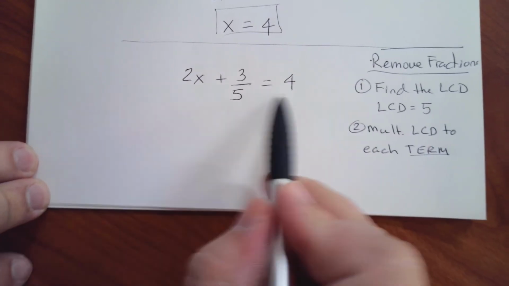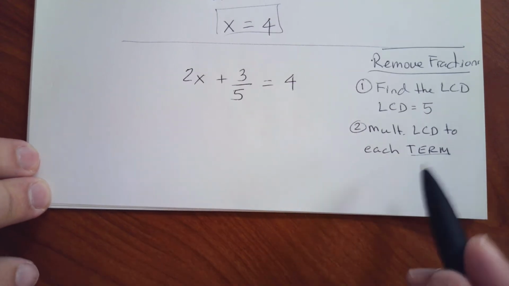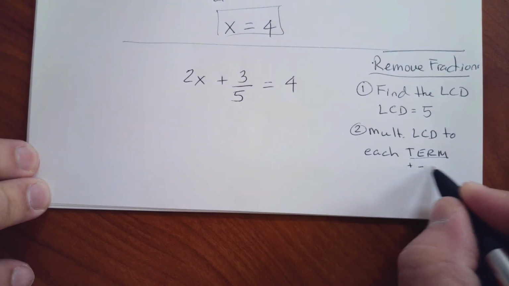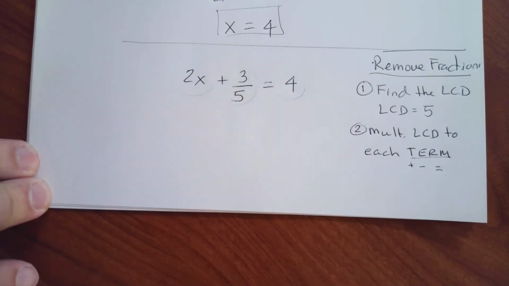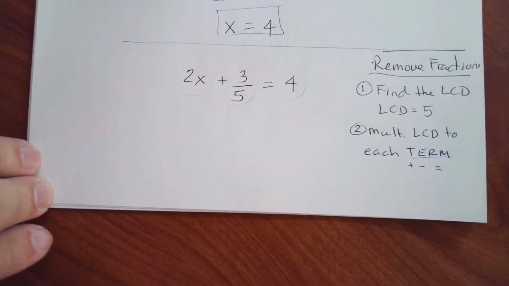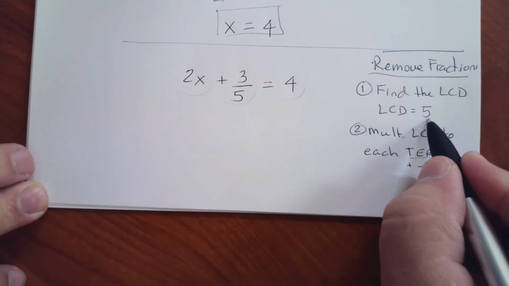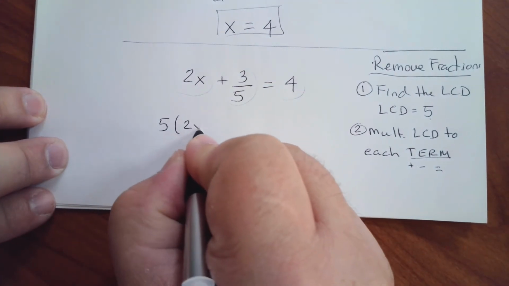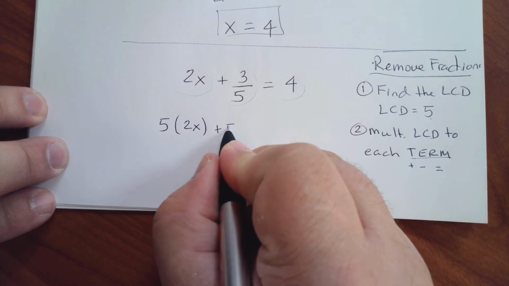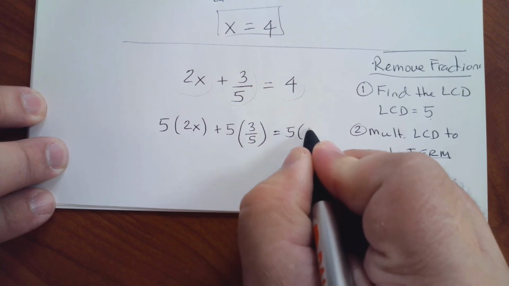A term, okay, look at, in this case, how many terms do we have? Well, a term is anything separated by a plus, minus, or equal. We have 1 term, 2 terms, 3 terms. Each of those are terms. So, we have to multiply the LCD to each term. Remember, the LCD was 5. So 5 times the first term, 5 times the second term, 5 times the third term.